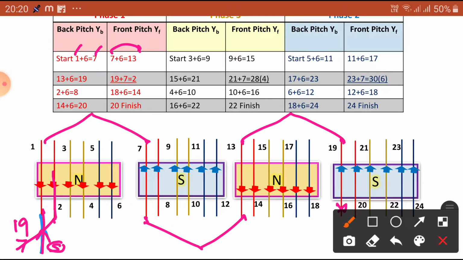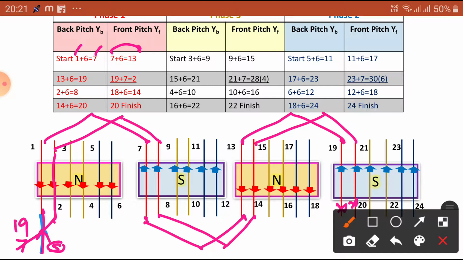Okay, the second conductor. The second should be connected to the 8th conductor. So here is the 8th, this is the 8th conductor. Okay, so the 8th should be connected to where? That is the 14th conductor. So this is connected to the 14th conductor. The 14th is connected to where? So the 20th is final. This is the 20th conductor. Now this is a finishing conductor. Okay, this is the R phase.